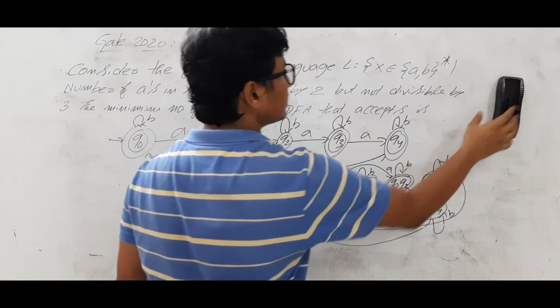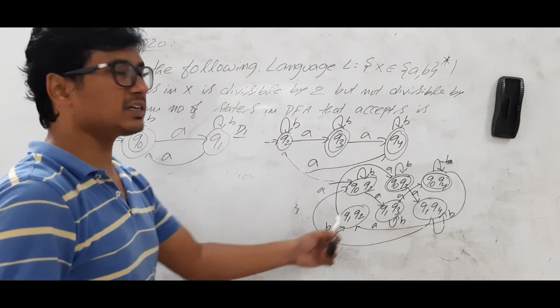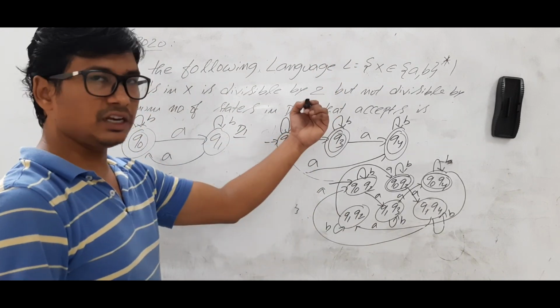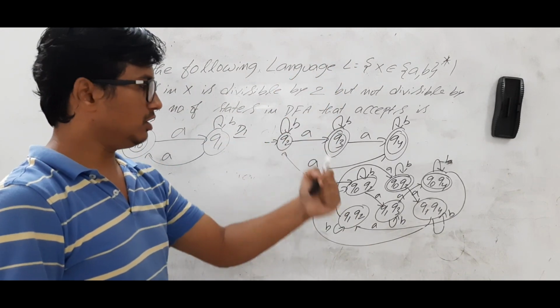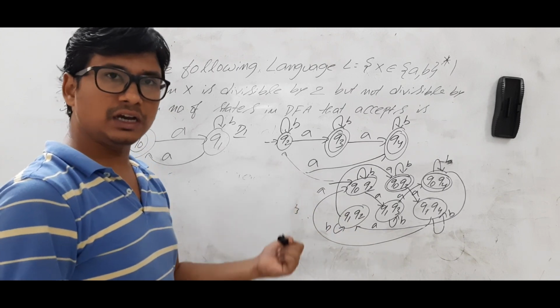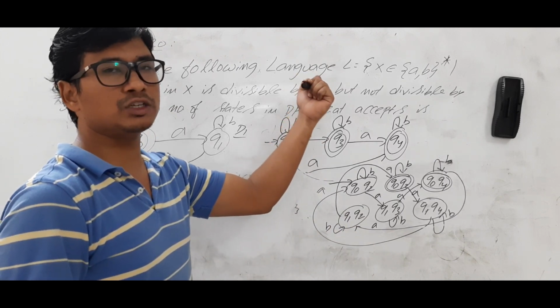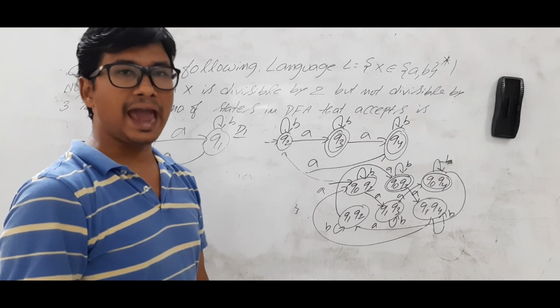When can I say that for language L this is a correct DFA? The strings which belong to language L should be accepted, and the strings which do not belong to language L should not be accepted.